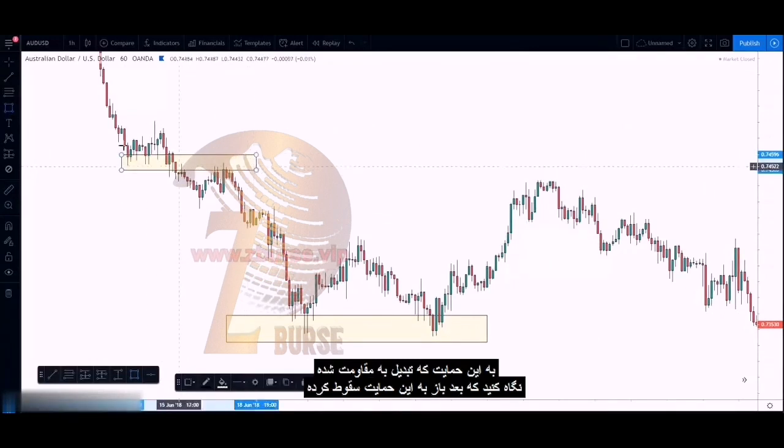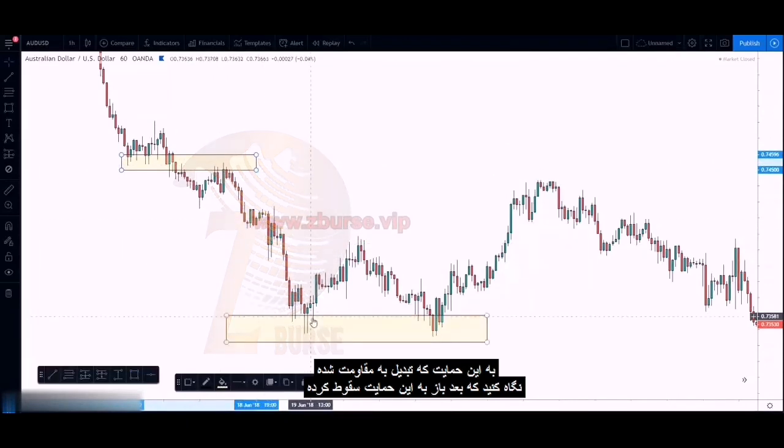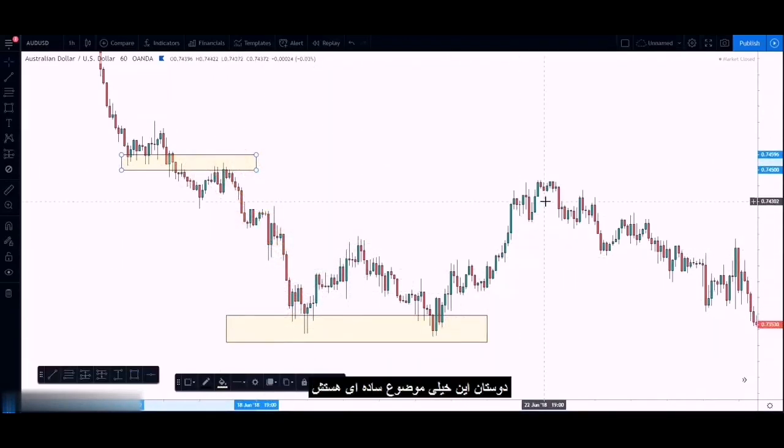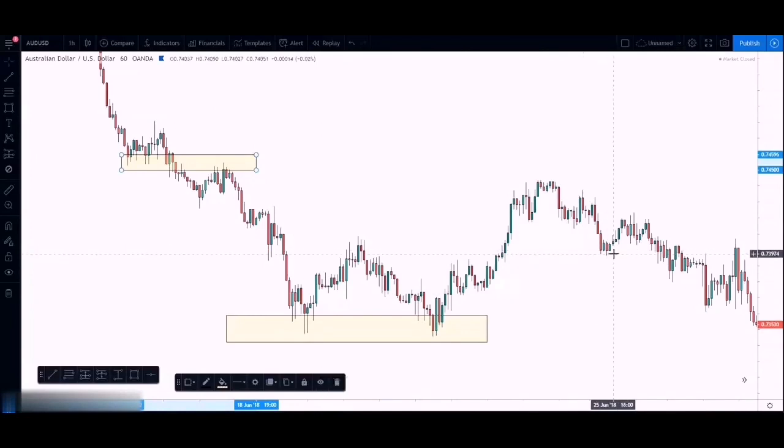Look at this. This is support turning into resistance and then dropping to this support. It's very simple, guys. Okay, take your notes, rewatch the video. Support and resistance, very simple. Use these with trend lines, and you're gonna be a god.